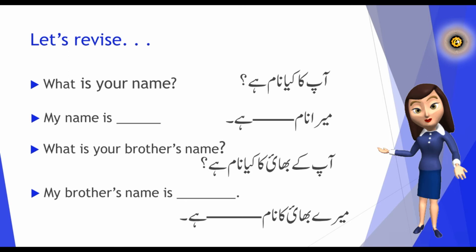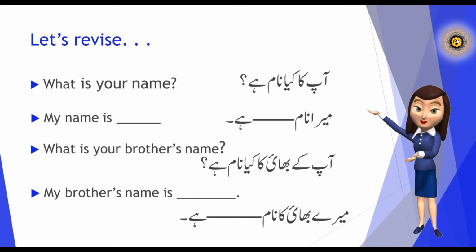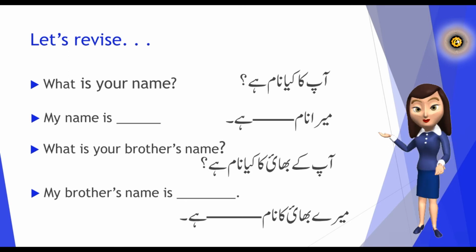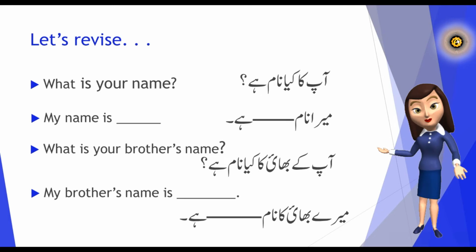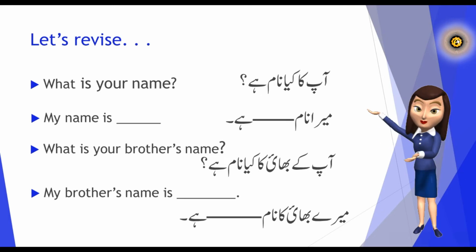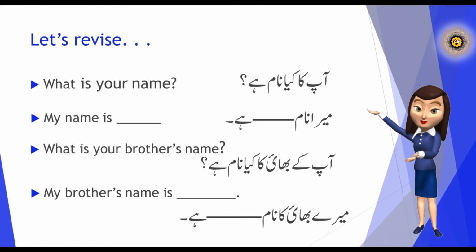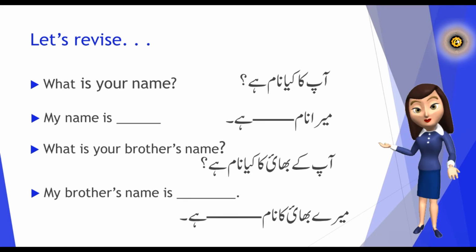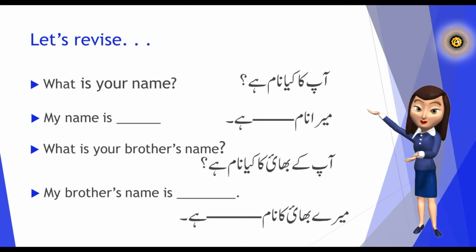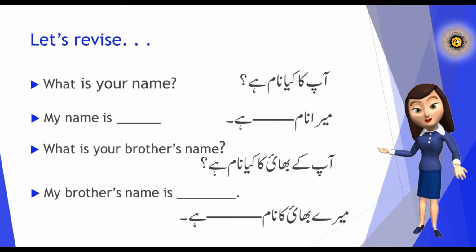And suppose it was your mother's name or father's name or sister's name, you would have said, मेरे अब्बू का नाम dash है, मेरी अम्मी का नाम dash है. Alright? So let's repeat these sentences one more time. What is your name? आपका क्या नाम है? My name is dash. मेरा नाम dash है.